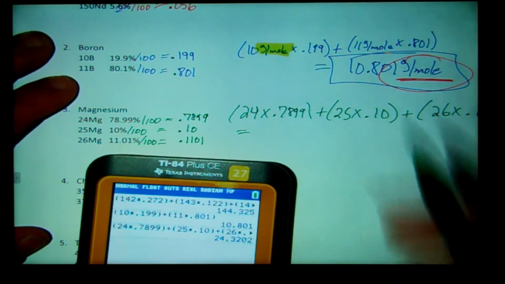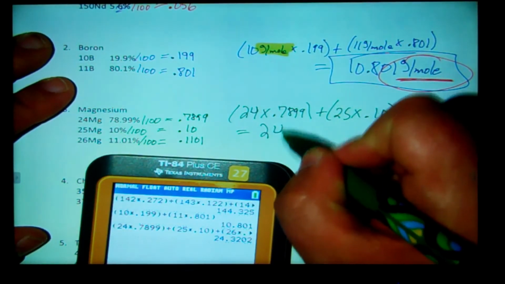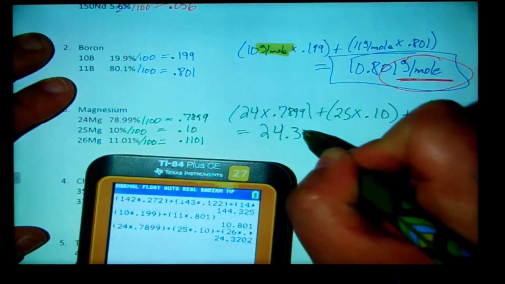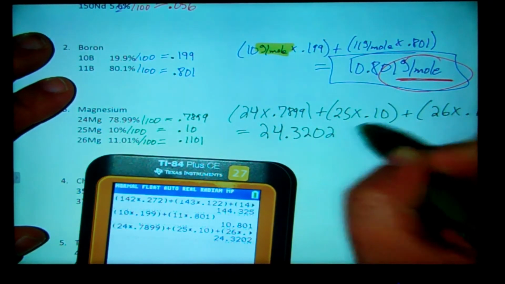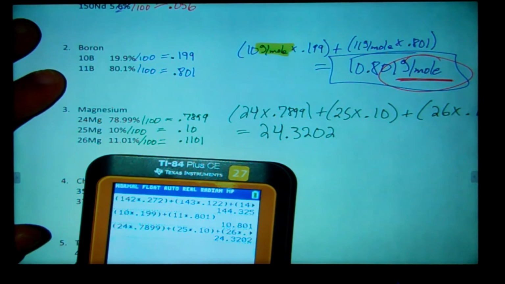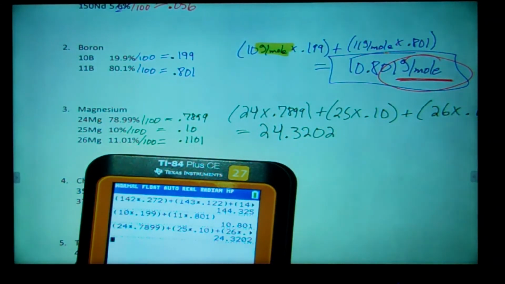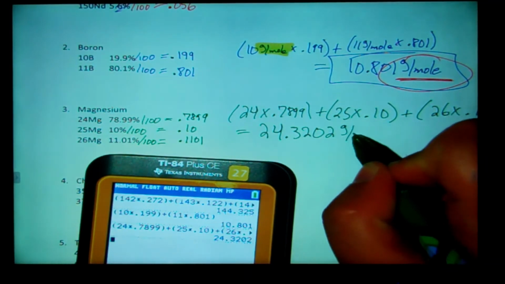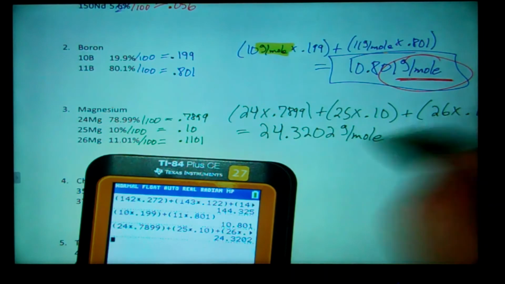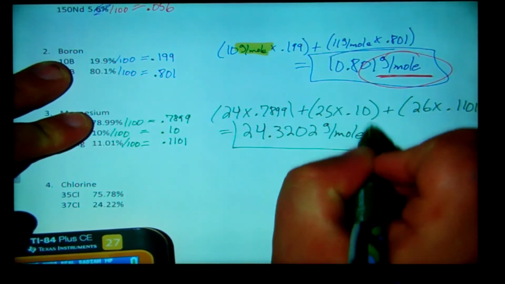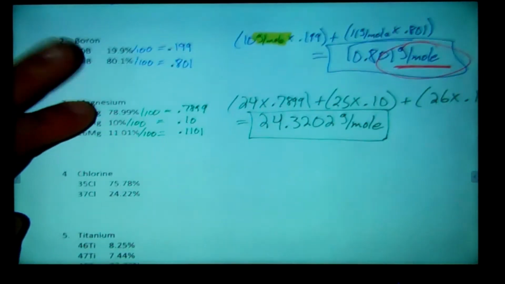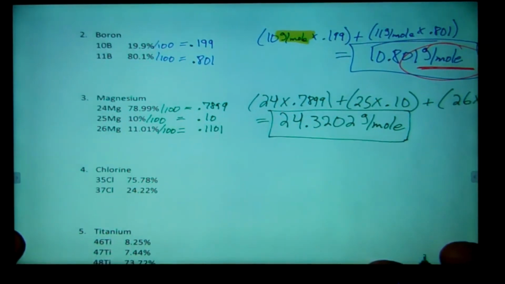So I get 24.3202, and this is where the units have to go. So if you just leave it as 24.3202, now that is incorrect. You have to put that grams per mole or those atomic mass units, AMU. Okay? Let's look here.